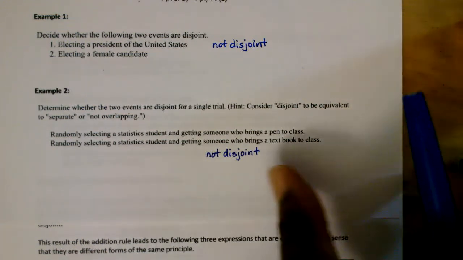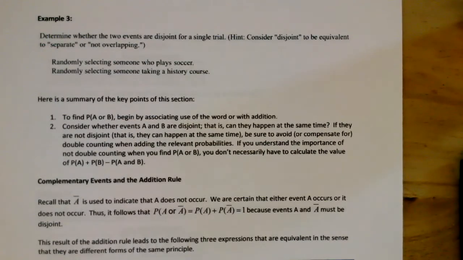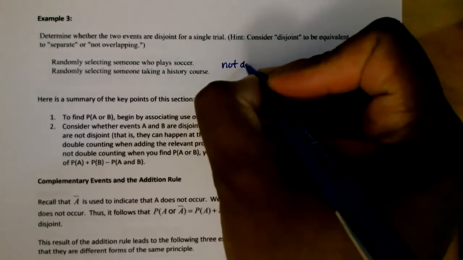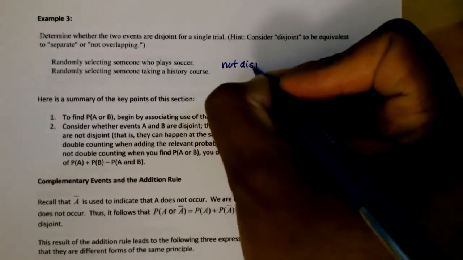Okay, and I do have another example. Determine whether the two events are disjoint for a single trial. Randomly selecting someone who plays soccer and also randomly selecting someone who takes a history course. Well, it is possible to select someone who plays soccer and takes a history course. That can happen. So these two events, again, are not disjoint.